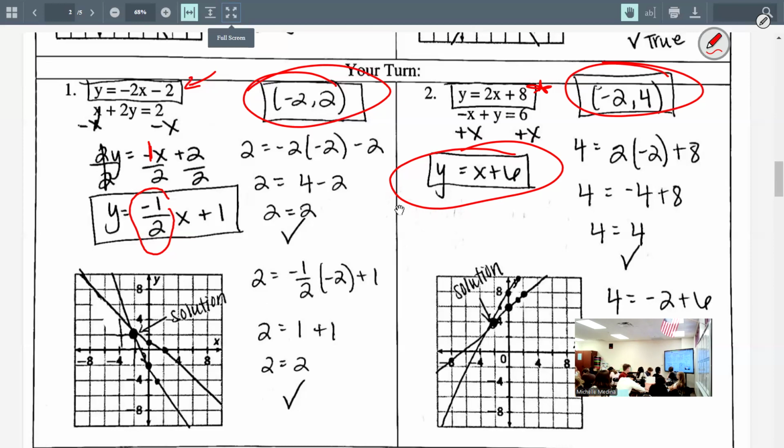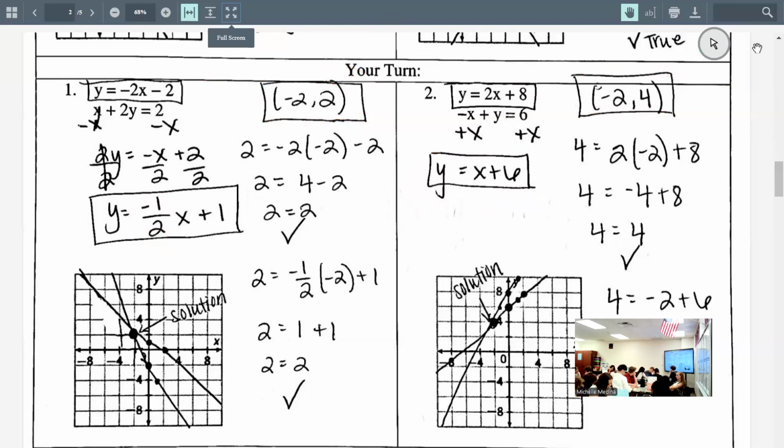Good there? If you're a slow note taker, then it is in Schoology. We do need to see the other types of solutions. So this is all just one solution. And you do need to tell me what that solution is if it is one solution. What coordinate does it intersect at? We're going to look at when it's a no solution or infinitely many, how that looks graphed.